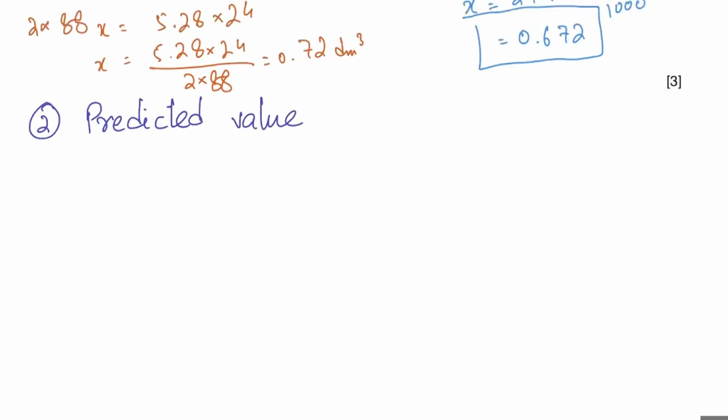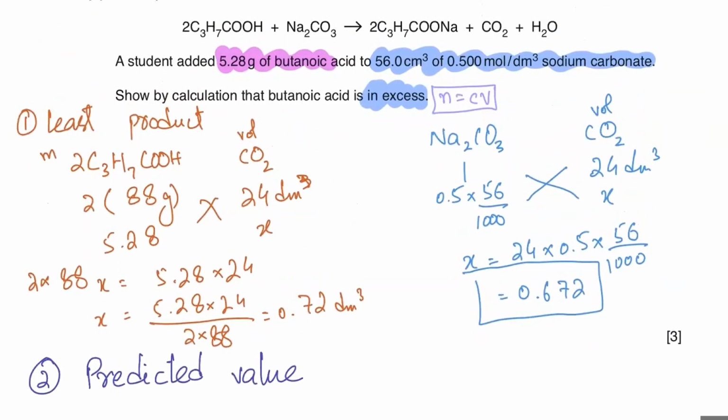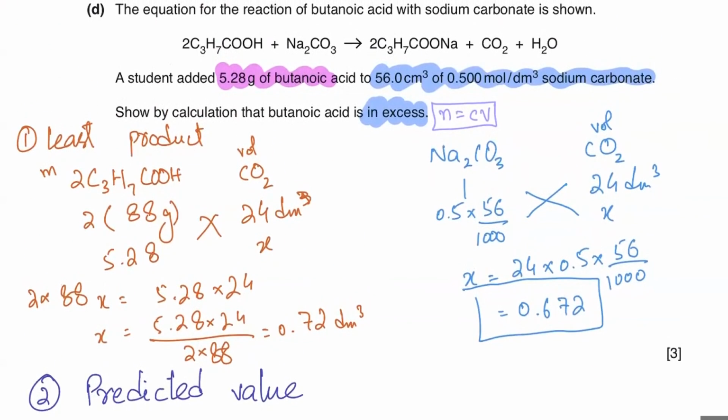Okay, predicted value. How does this work? In the predicted value method, you ignore any one value. Either you ignore this one or you ignore this one. And let's suppose you have ignored this value, now you have to predict this value from your calculation. Let me show you.